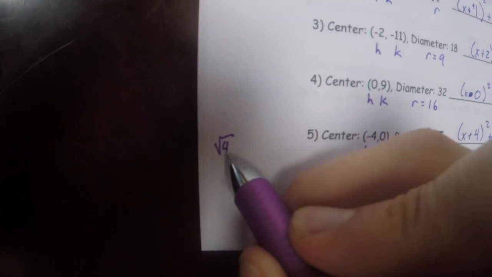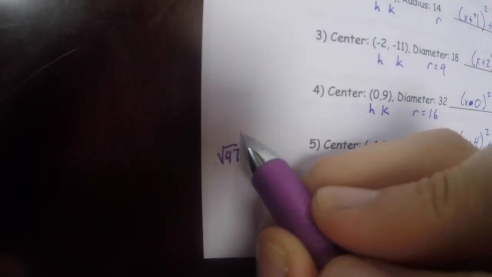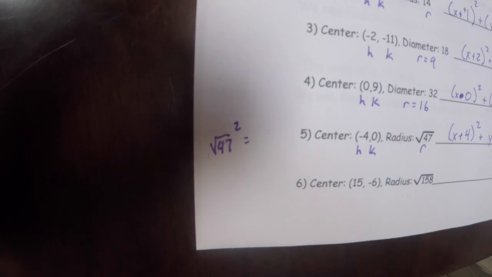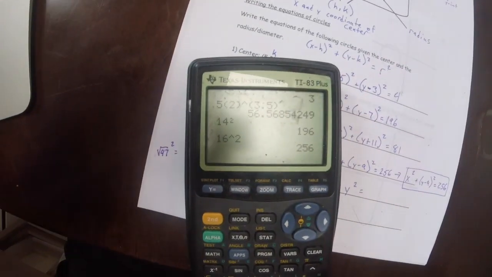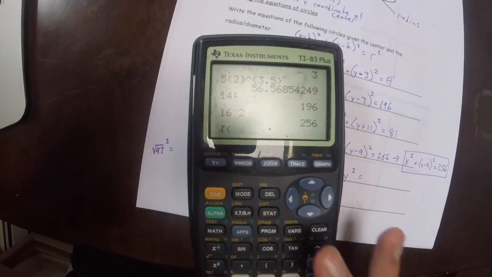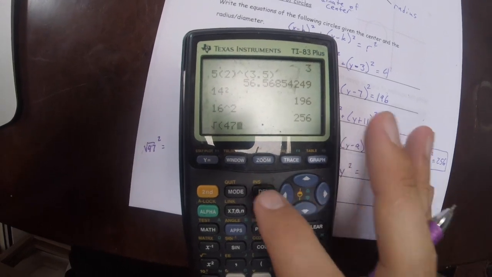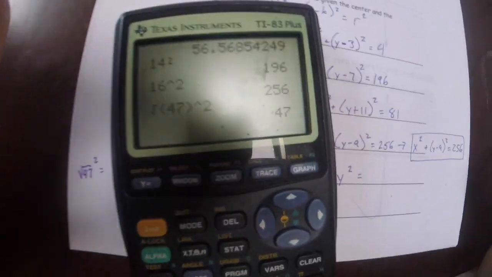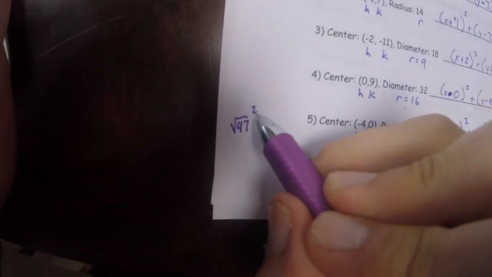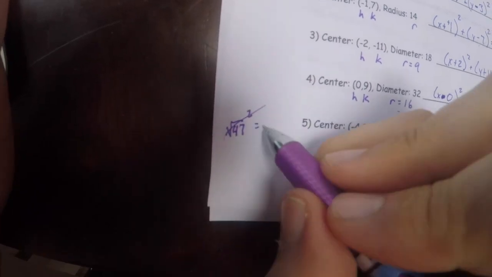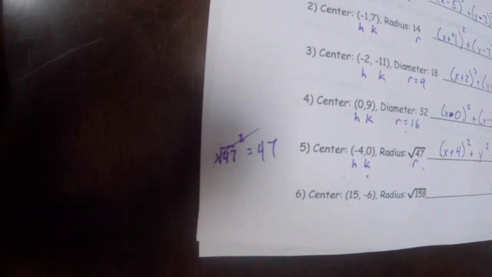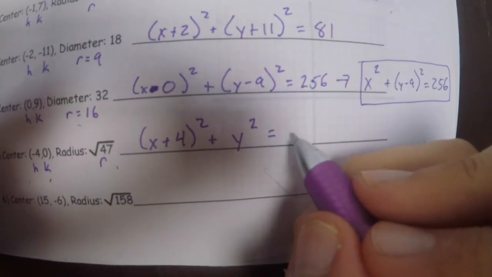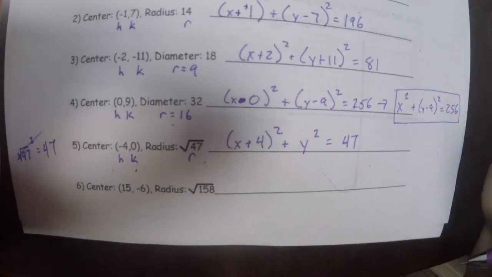Well, the radius is radical 47. I'm going to do something over here real quick. So what's radical 47 to the second power? Well, if you put that into the calculator, radical 47 to the second power is just 47. So when you square a radical, they basically just cancel each other out, and we just have 47. So the radius squared here is 47.